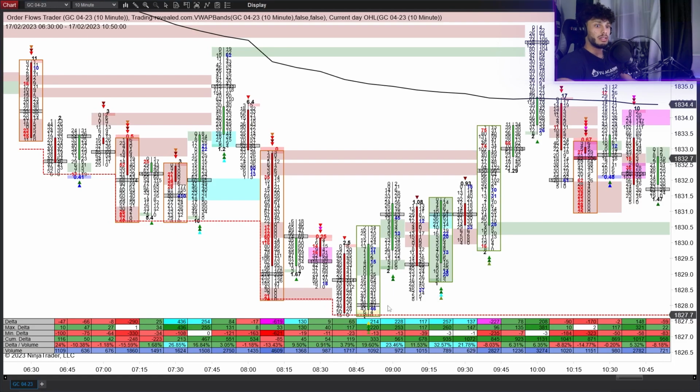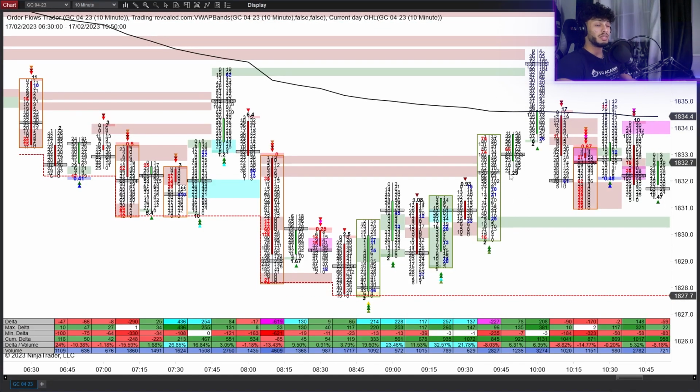If you take a look right here, the green deltas signify that there are more buyers, a bigger difference of buyers over sellers within that candle. And the red means there are more sellers, a bigger difference of sellers over buyers within that candle. And the bigger the number, the stronger the candle, the stronger the trading participants are within that candle.